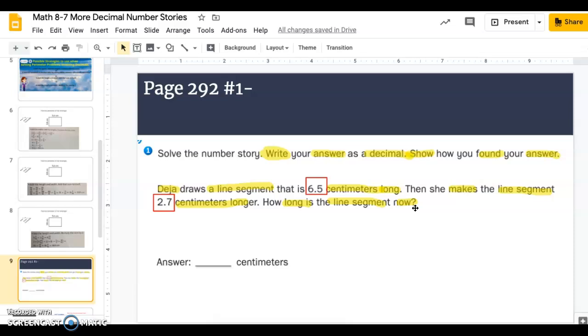Find out. How long is the line segment now? So obviously something happened to the line segment in this number story, and they want to know the length of it now. So let's go back and look at our clues here. We know Deja, I'm going to highlight that.